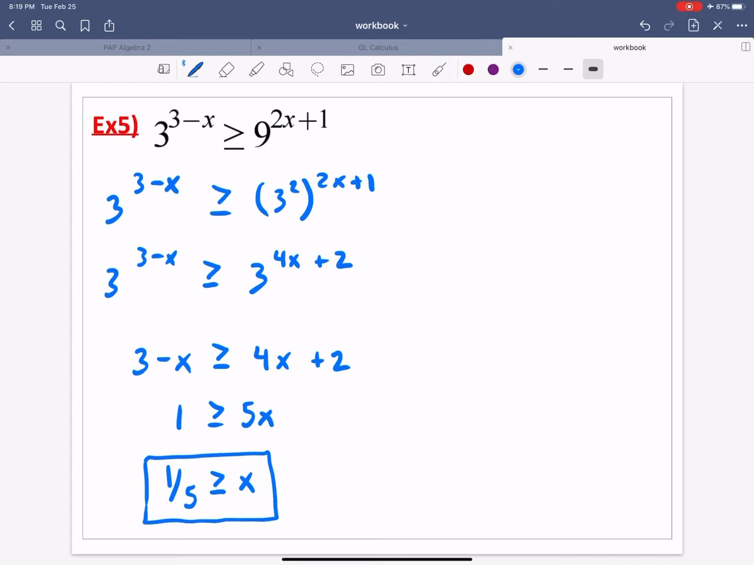There it is, my people. That is how you solve exponential equations and exponential inequalities.